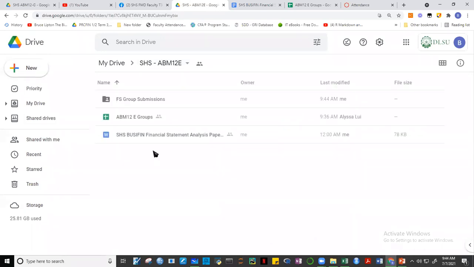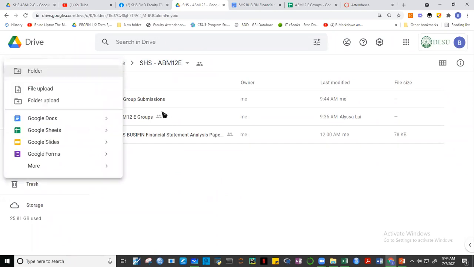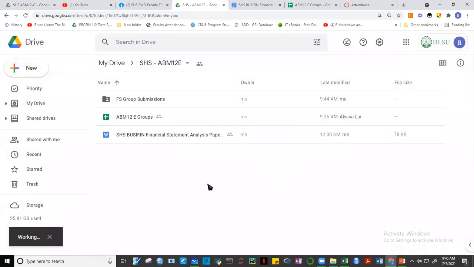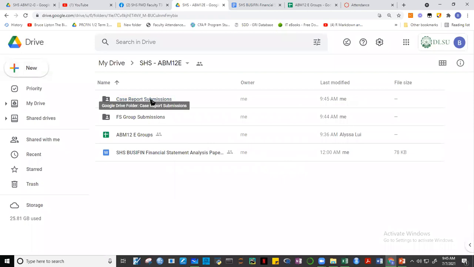Okay? Tapos another folder for case report, no? So gawin ko na new folder case report submissions. Create. So dito nyo ilalagay yung case reports nyo.